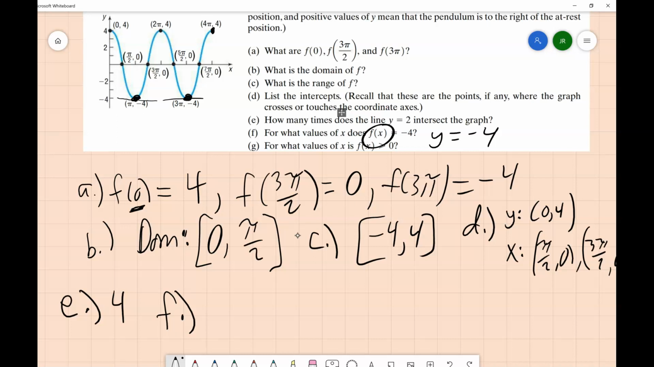So it says for what values of x is that the case? The x values are pi and 3 pi.